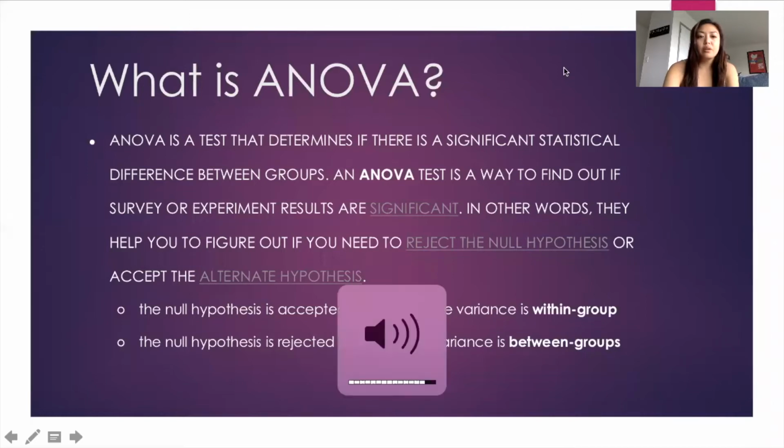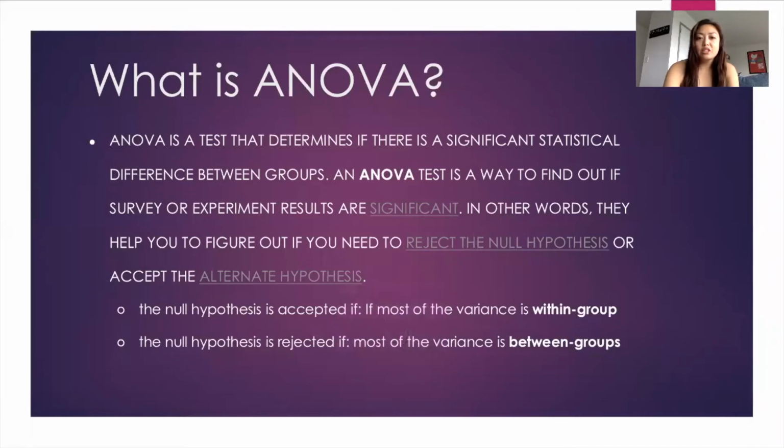What is ANOVA? ANOVA is a test that determines if there is a significant statistical difference between groups. An ANOVA test is a way to find out if a survey or experiment results are significant, in other words, to help you figure out if you need to reject the null hypothesis or accept the alternate hypothesis. The null hypothesis is accepted if most of the variance is within group, and the null hypothesis is rejected if most of the variance is between groups.